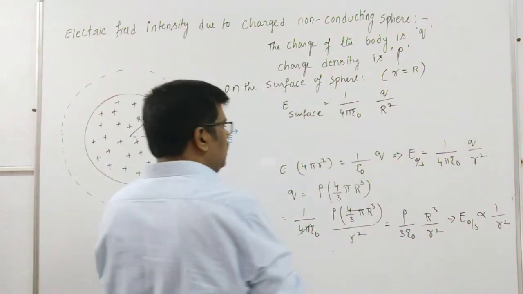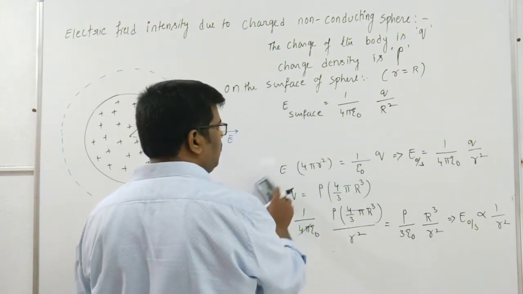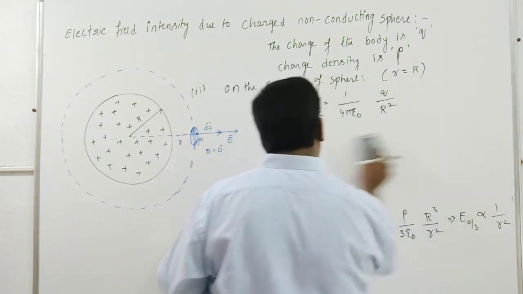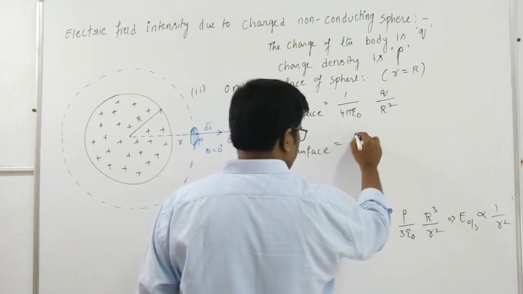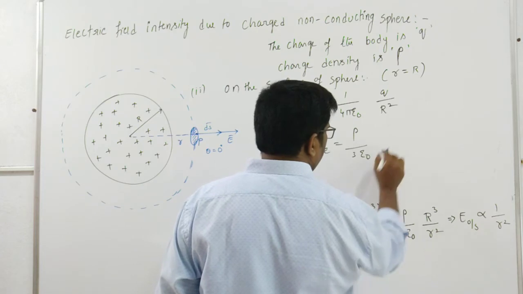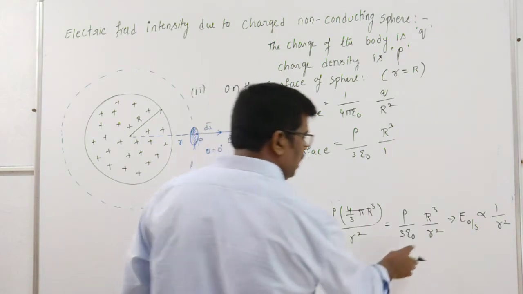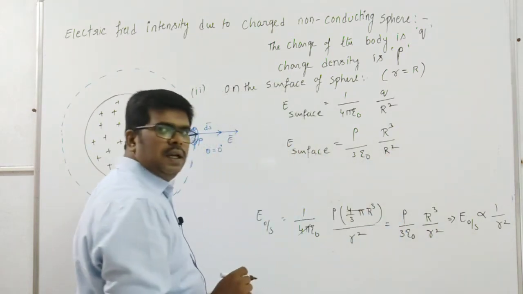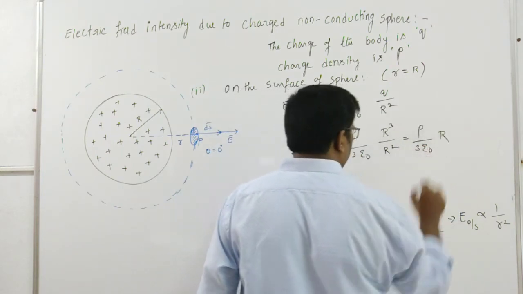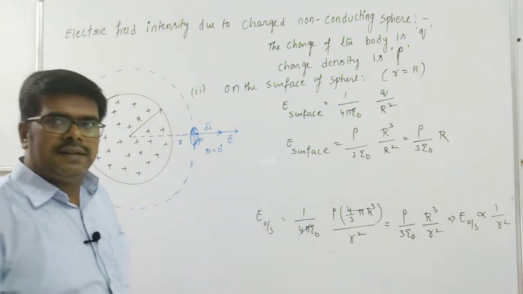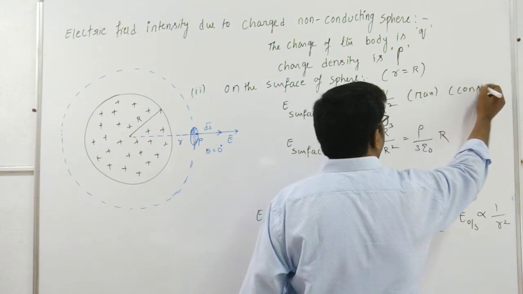As well as in terms of volume charge density, you can write the expression E on the surface equal to rho by 3 epsilon naught into capital R cube by, in place of small r if you write capital R, you get R square. Then we will get the expression like this: rho by 3 epsilon naught R. You know, this is also constant and it is the maximum value. So it is a maximum value and it is a constant.